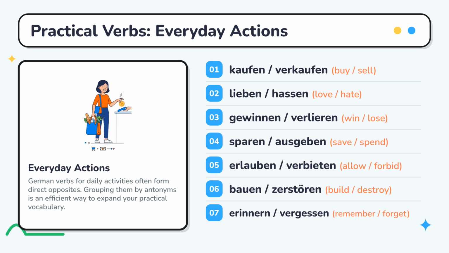For rules, erlauben and verbieten, allow and forbid. For actions, bauen and zerstören, build and destroy. And for memory, erinnern and vergessen, remember and forget.